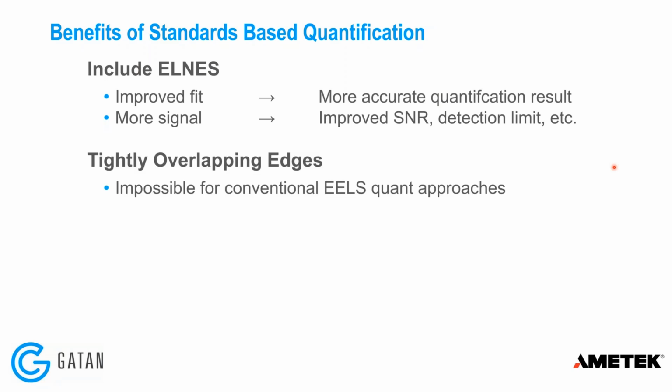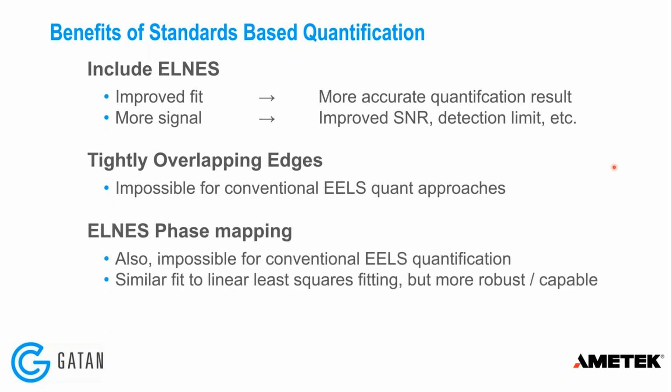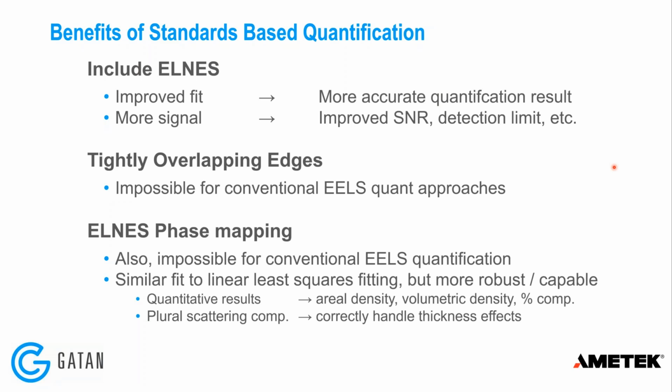We can deal with tightly overlapping edges. This is something that was impossible for conventional EELS quant approaches. So we can now do something that we couldn't do before: ELNES phase mapping, also impossible for conventional EELS quantification. What we're able to do now is a similar kind of fit to linear least squares fitting using experimental references, but in a more robust and capable manner. So we get quantitative results, so areal density, volumetric density, percentage composition, instead of just fit coefficients. We're also able to deal with plural scattering, so this allows us to correctly handle thickness effects.